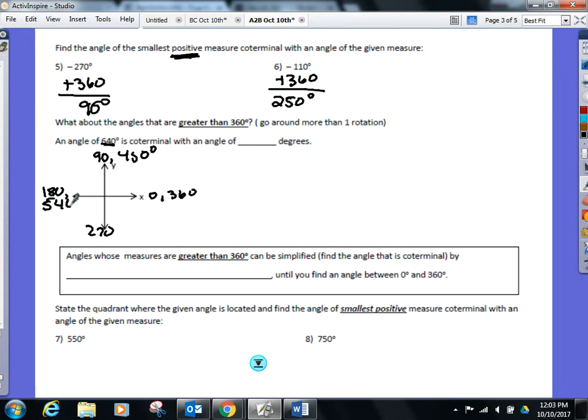540, still not there. Down here, 270 and 630, still not at 640. So this will be 360 and... Okay, so where did 640 end up? In which quadrant? Quadrant 4. Everyone's with us there. It ended up in quadrant 4, and it ended up closer to 630 than 720. So make your terminal side closer to 630.